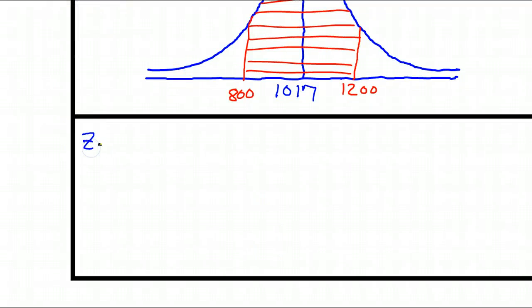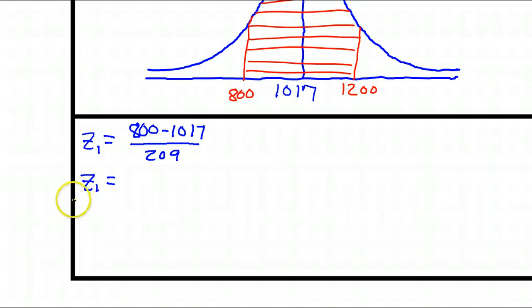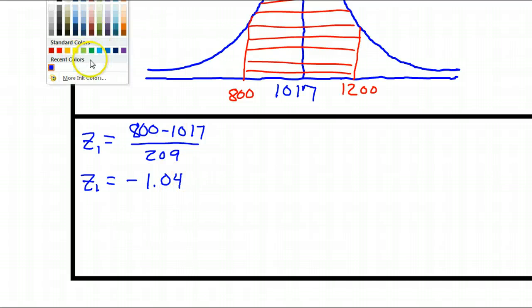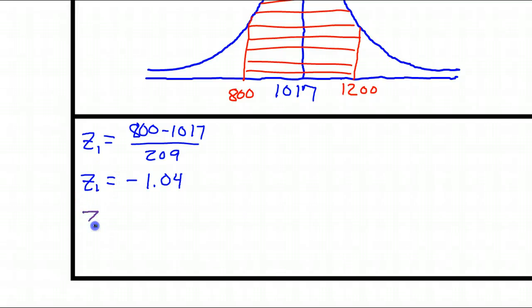Okay, so z-score number 1 is going to equal 800 minus 1017 divided by 209. So I'm getting that z1 is negative 1.04. Notice this was 1.038, but I rounded it. Let's do the same thing with z2.